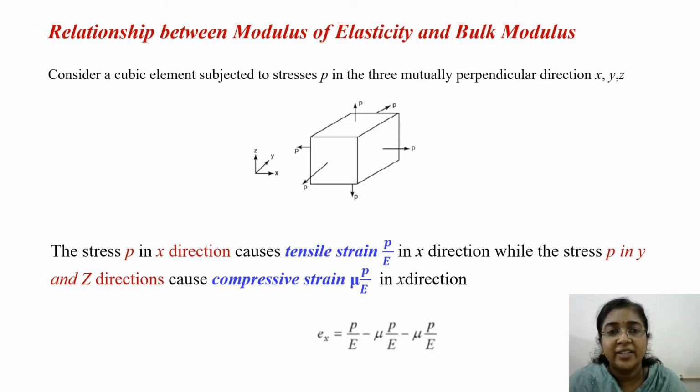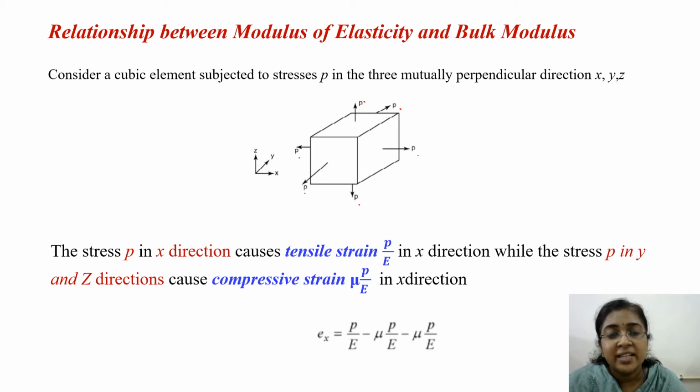Now we can derive the relationship between the three elastic constants. First, we derive the relationship between the modulus of elasticity and the bulk modulus. For that, we are considering a square element subject to stress P in three mutually perpendicular directions. You can see the tensile stress P acting in three mutually perpendicular directions.